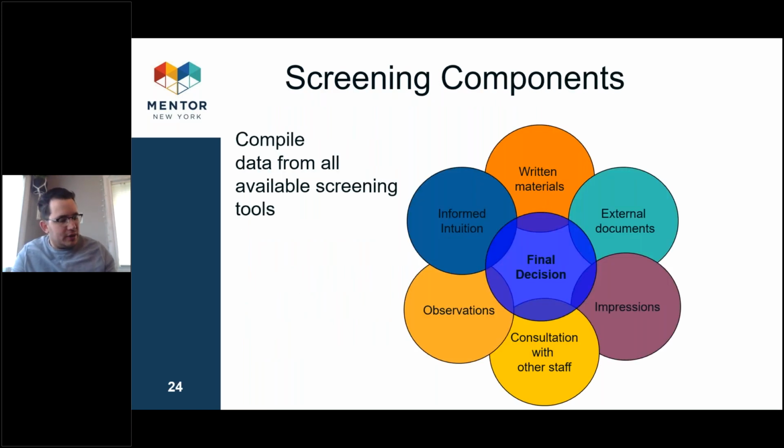And so I think it's important to think of screening as being about all of these different pieces that come together that you take into account to make your final decision. So all those different tools come into play, right? Your external documents, so the application, the interview, written materials, your impressions, your intuition and observations from doing this for a little while, consulting with other staff to make sure that you don't have some type of blinders on. Ultimately, all come together to serve your final decision.